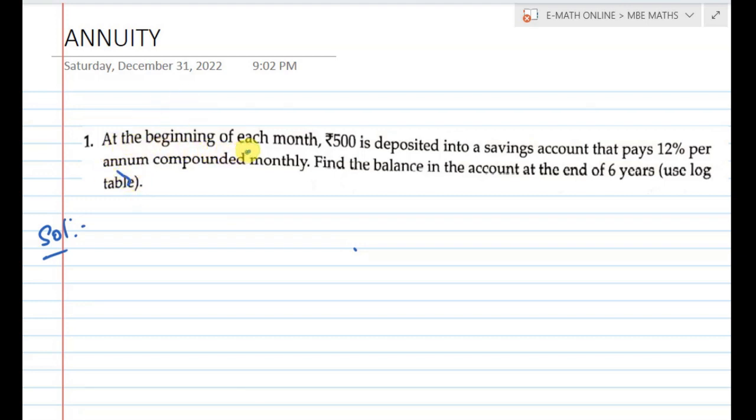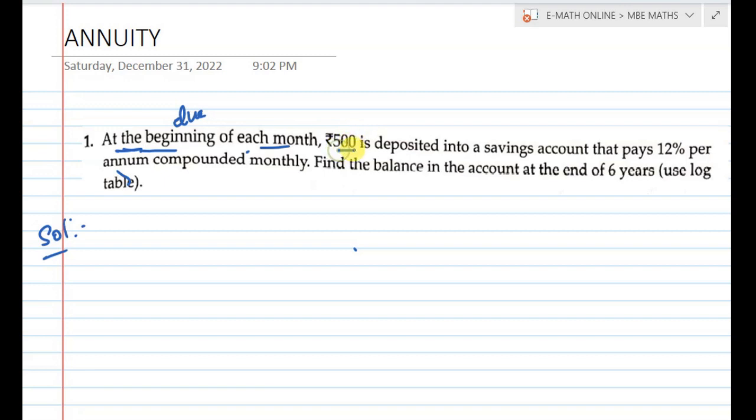At the beginning of each month. So look at this sentence. The payment is made at the beginning of each month. That means it's a case of due case. So you know that if the payment was due earlier of each month, that means it's a case of due case, annuity due.